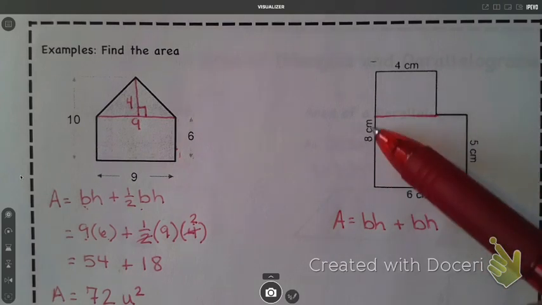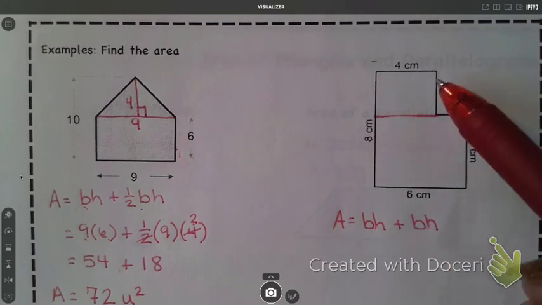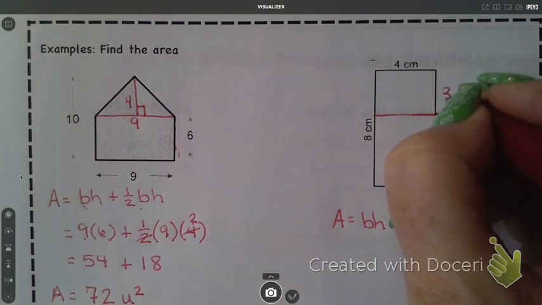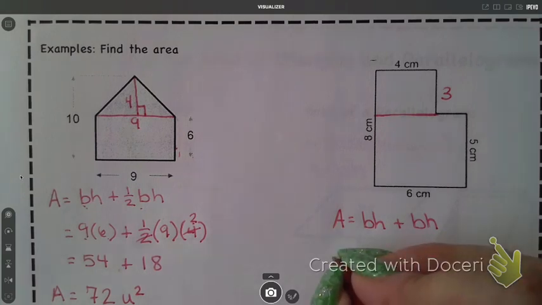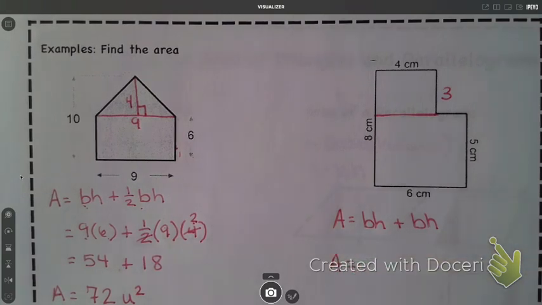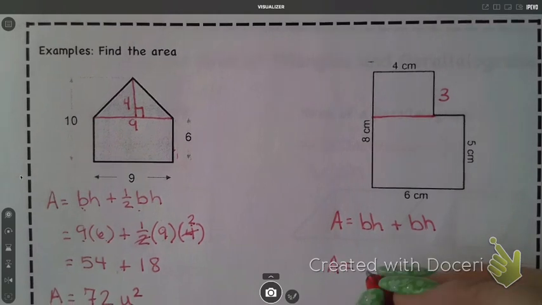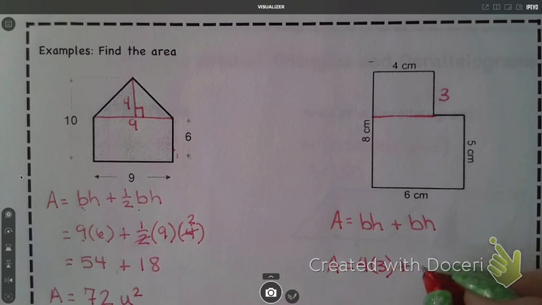8 is the whole thing. 5 is part of it, so it is 3. So is it a square? No. No, it's 2 rectangles, isn't it? Okay, which one do you want to do? The little one or the big one first? Little? So base is 4, height is 3, plus base 6 times 5.